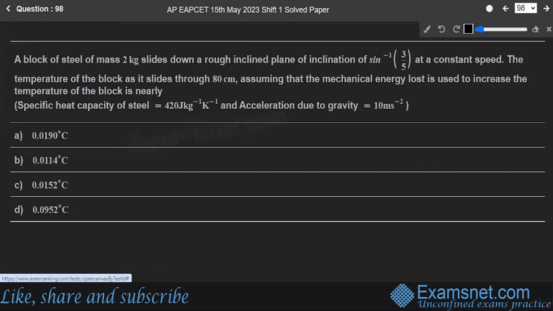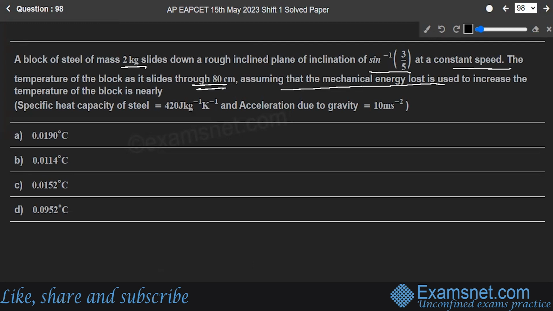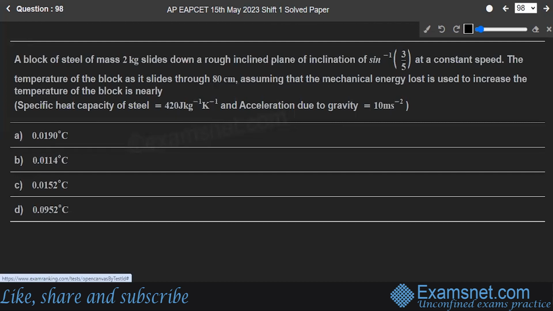Hope you understood this. Next is question number 98. A block of steel of mass 2 kg slides down a rough inclined plane of sine inverse 3 by 5 at constant speed. The temperature of the block as it slides 80 centimeter, assuming that the mechanical energy lost is used to increase the temperature of the block, is nearly. Here you have the specific heat capacity of steel as this, and acceleration due to gravity is also given to you, that you have to take 10 meters per second.